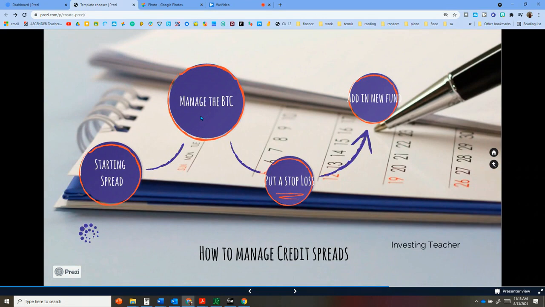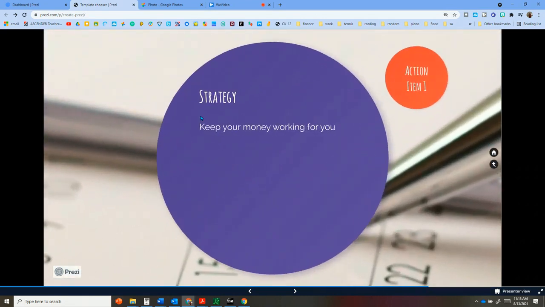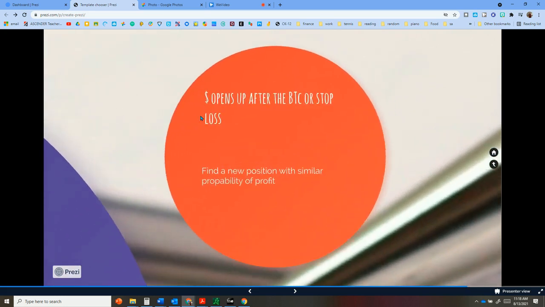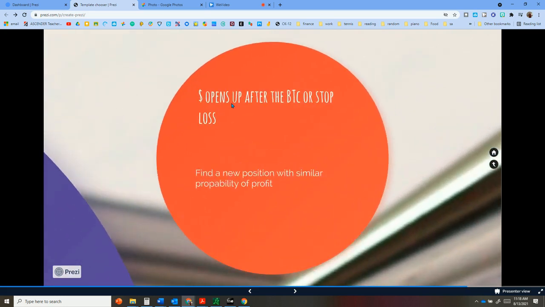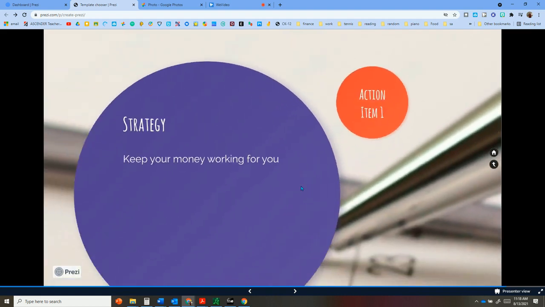And finally, you want to add in new funds. Keep your money working for you. You don't want to just be leaving money on the sidelines. Look for different opportunities that might be beneficial, that still get your similar risk-return profile that you had in the previous one. So when your money opens up after the buy to close, or if it hits your stop loss, just cycle in a new one, find another position, similar probabilities.